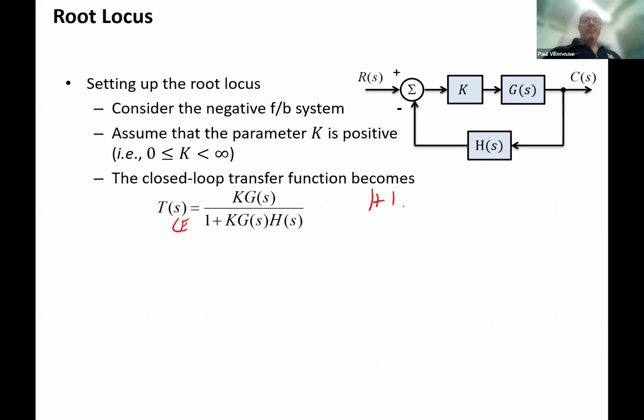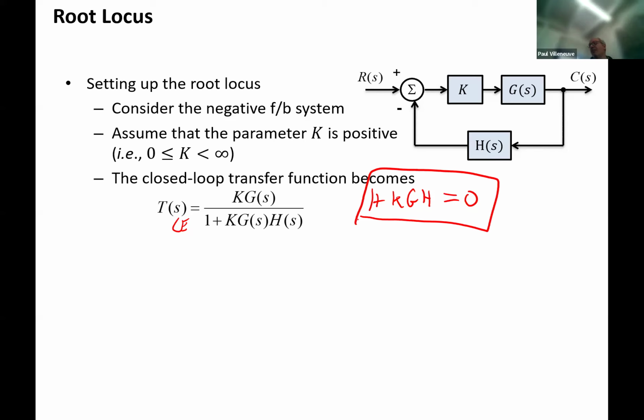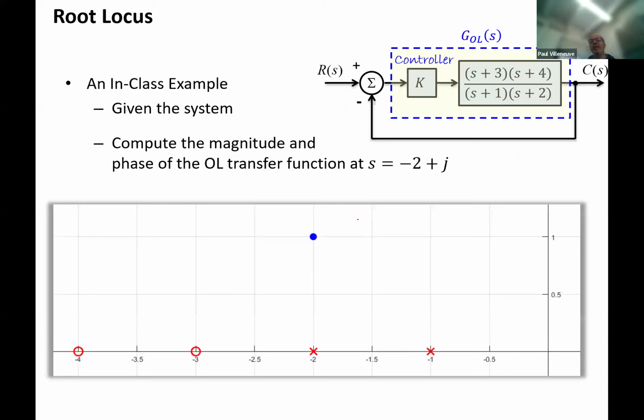We know that 1 plus kGH has to equal 0, doesn't it? So for it to be a valid root, this must be true. 1 plus kGH has to be equal to 0. If we plugged in, like in our previous example, a value, let's just say k is equal to 1, and we don't get 1 plus kGH equal to 0, then we don't have a valid root.